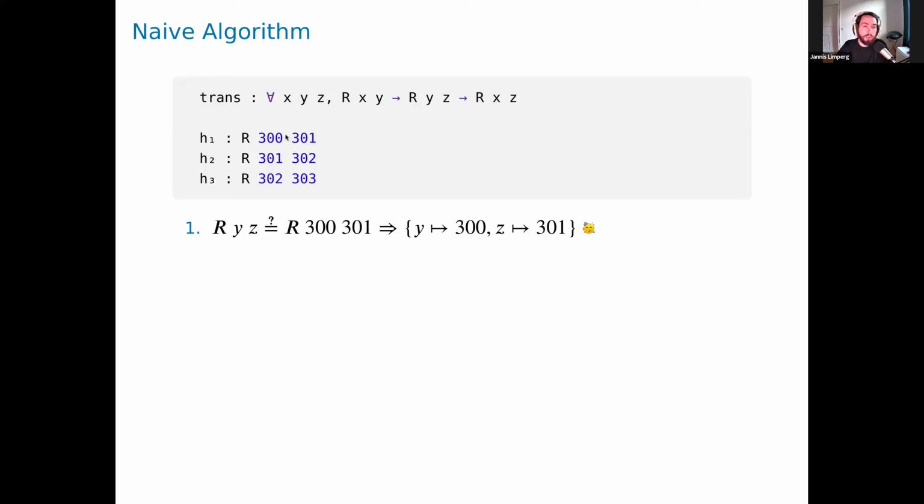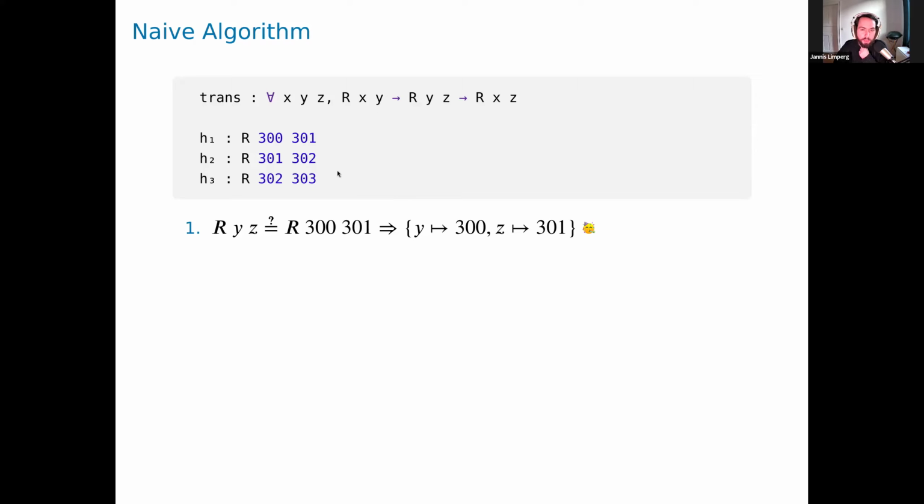And to find an instantiation, we'll go through all the hypotheses, starting with the first one. So it would see, does R Y Z match R 300 301? It does. And we get this kind of substitution where Y is 300, Z is 301. Okay, having found this successful match, we would go on to the next premise of the rule, R X Y.